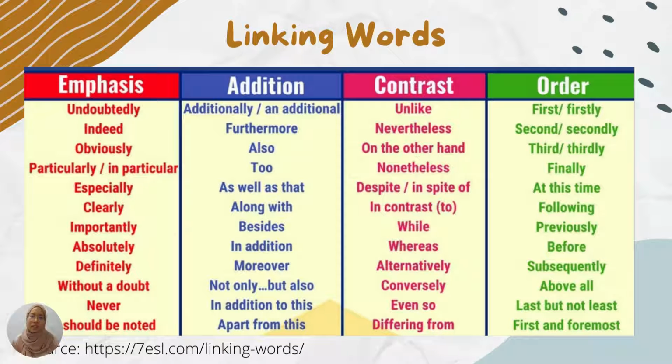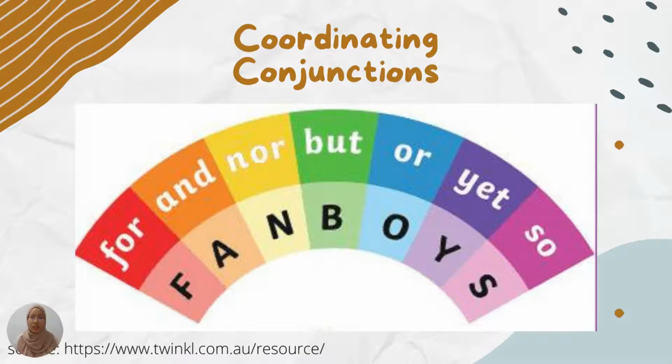And these are some of the linking words that you can use in any of your essays, part 1, part 2, or part 3. And this is the coordinating conjunctions. So all the cohesive devices, linking words, and coordinating conjunctions help you to organize your ideas, so that it will be clearer, and your ideas will not be everywhere in your essay.